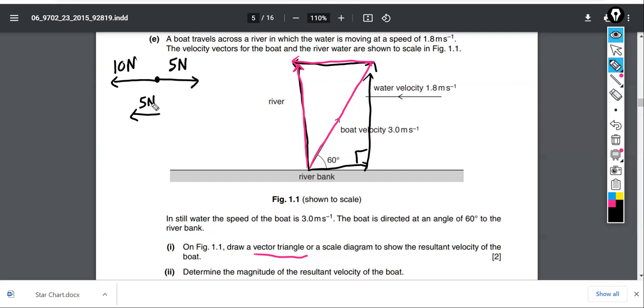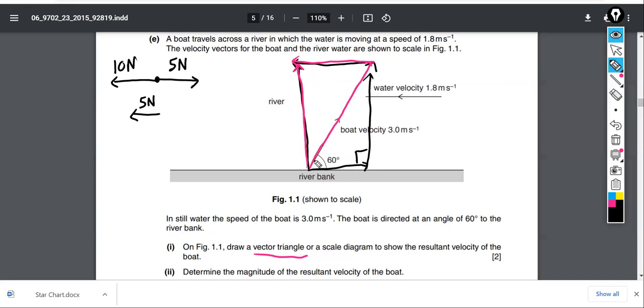5 newtons that way, right? If they're opposing each other, you just subtract them: 10 newtons this way minus the 5 that way. So I have a net force of 5 newtons that way. So this left vector opposes the right component of the boat's velocity. The boat's going sort of against the flow of the water as it travels this way so that it kind of rights itself, right? And it's going sort of straight across the river like this.